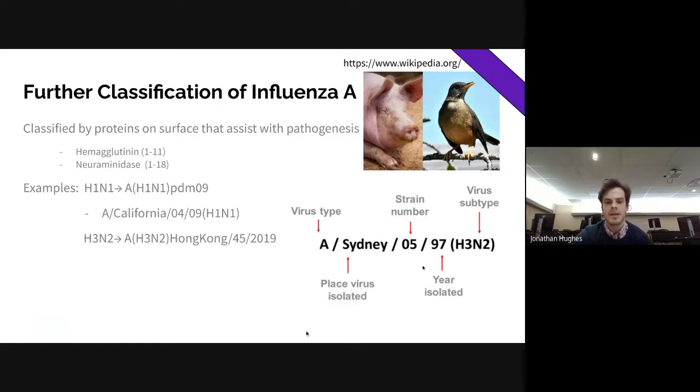This little graphic right here just shows how scientists designate these strains. So, for example, in this example, you have virus type A, influenza A. It was first isolated in Sydney, Australia. It is strain number 5, isolated in 1997, and of the virus subtype H3N2.